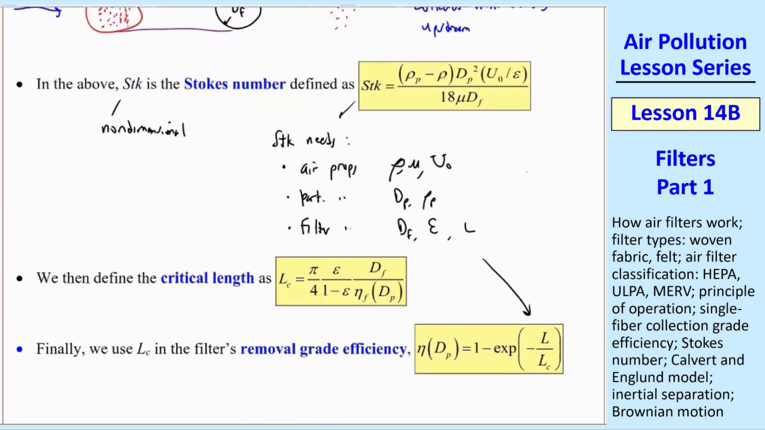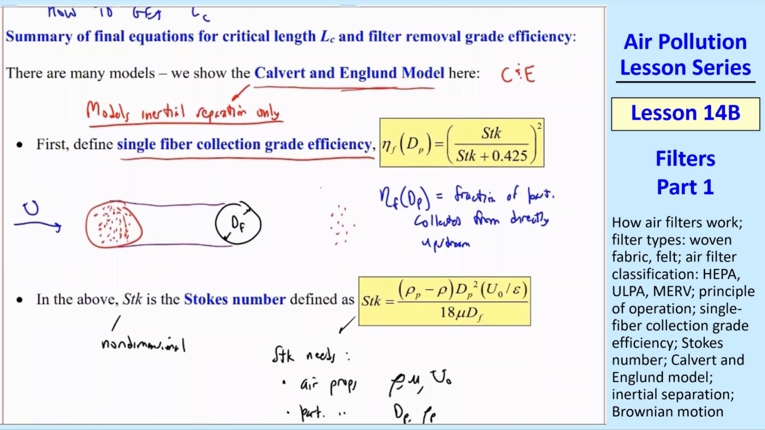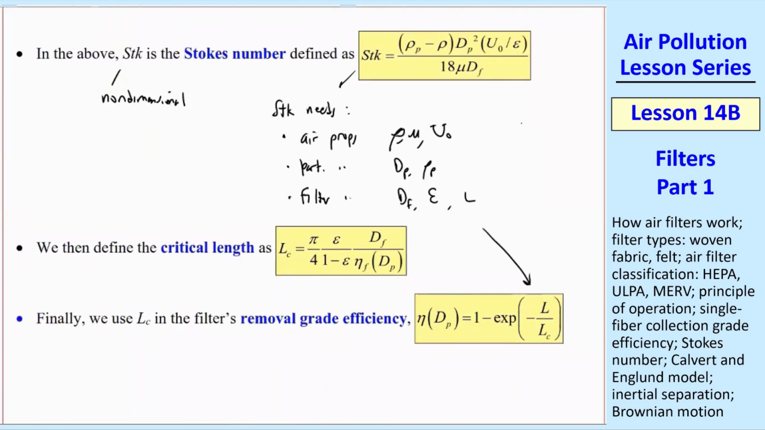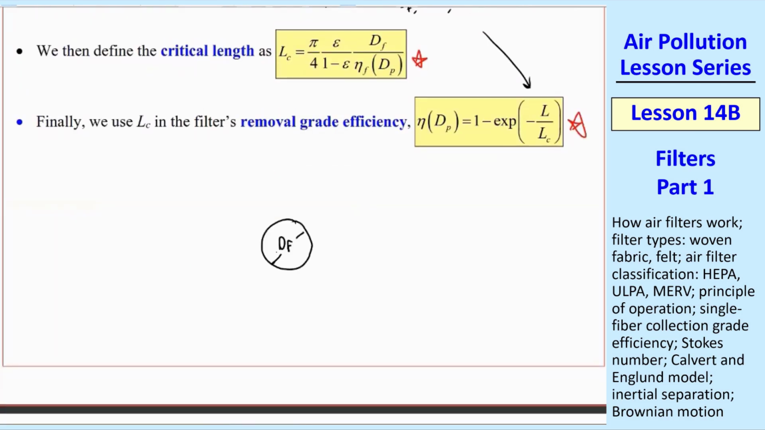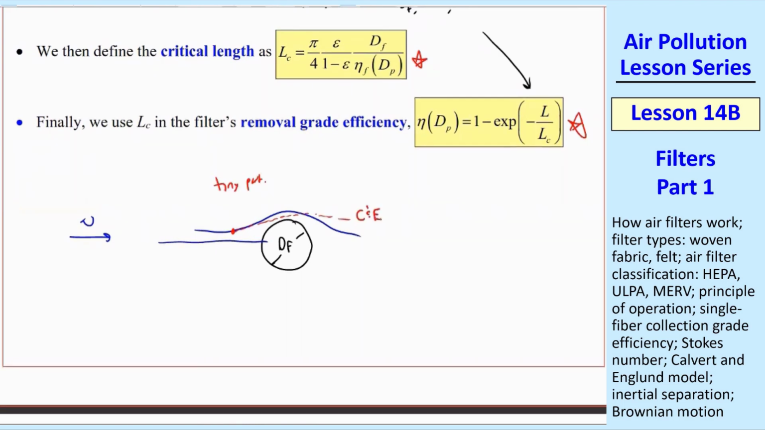Now we define a critical length, and it turns out with this Calvert and Englund model we have a nice expression for LC, which is given here, in terms of DF, fiber diameter, your single fiber collection grade efficiency, and your porosity, and you can calculate LC. Once we have LC, here's our final equation for the grade efficiency of removal. Here's our fiber, DF, and a U coming in, and there are some streamlines. Suppose this particle is a very tiny particle that just misses that fiber. It doesn't have enough inertial separation. This Calvert and Englund model is based on this inertial separation, and it would say that particle is not collected.